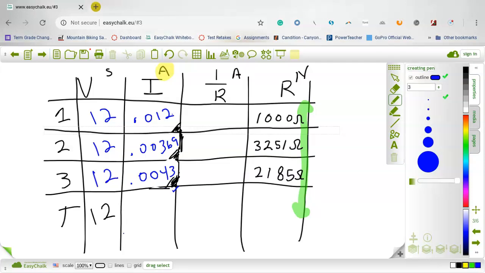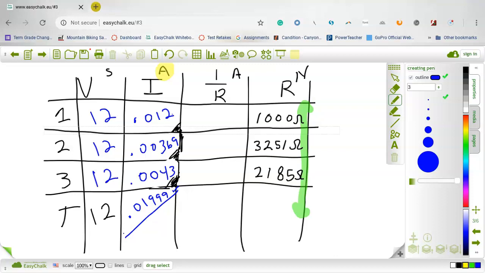So we have 0.012 plus 0.00369 plus 0.0043, and that equals, I'm going to draw a line here, you'll see why later, 0.01999. Okay, so there's our current total from that.